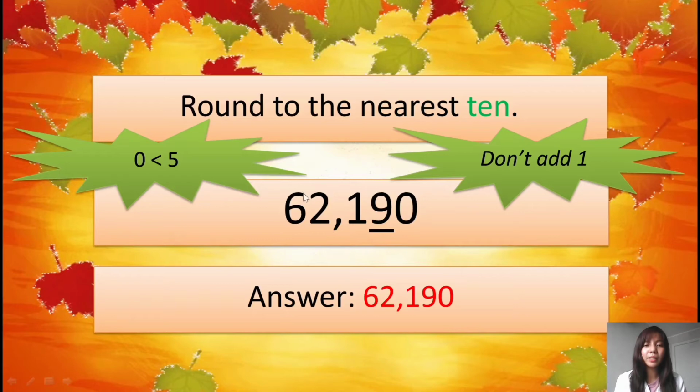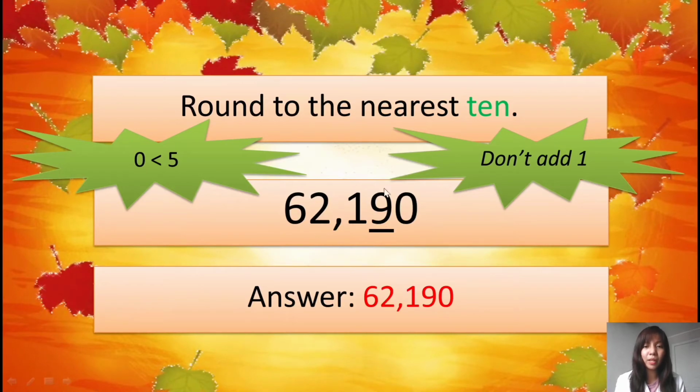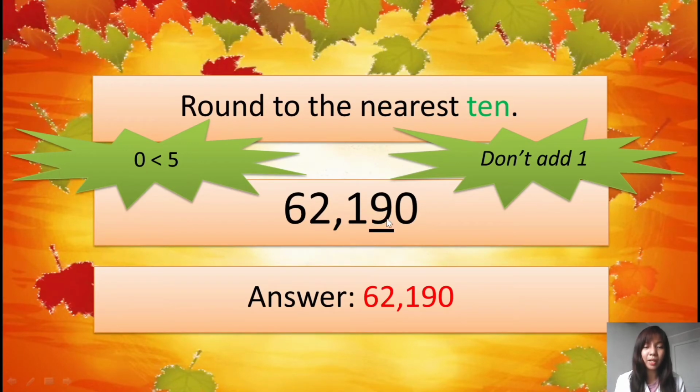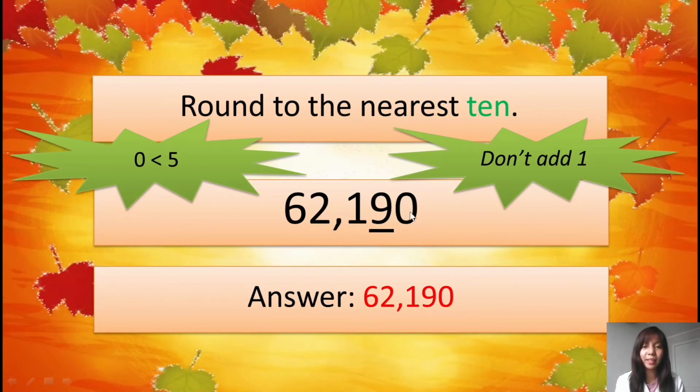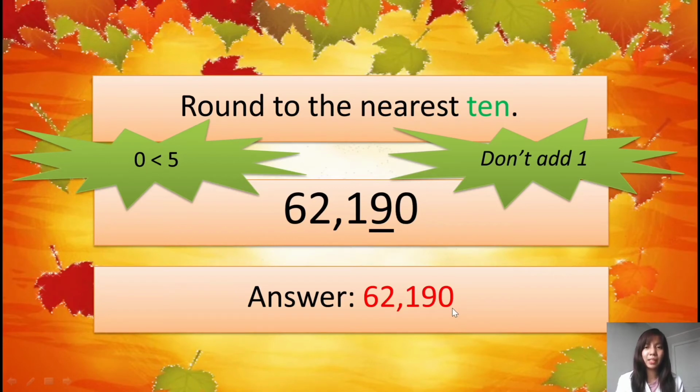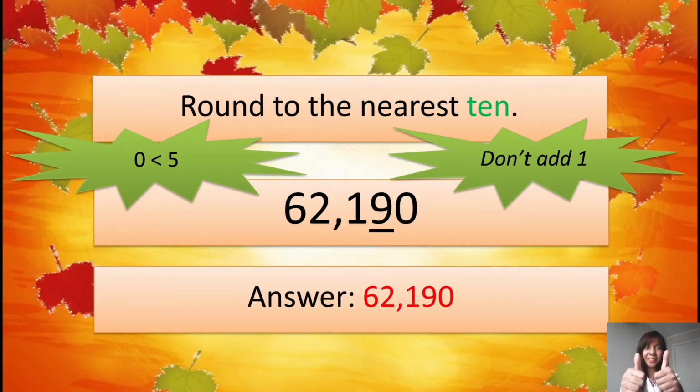So the numbers before this number, we have to copy. So 6, 2, and then 1. And then the 9 stays the same because the next number here is 0. It's less than 5. So 0. So our answer here is 62,190. Do you understand? Of course you do.